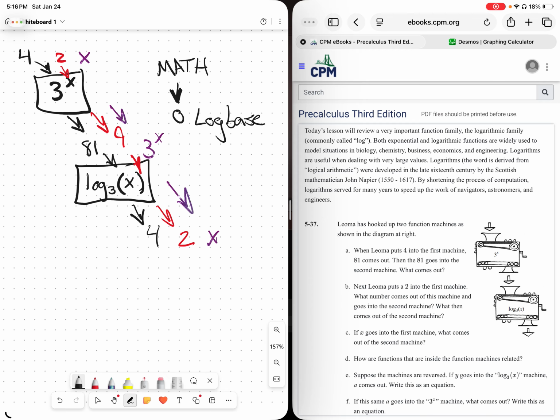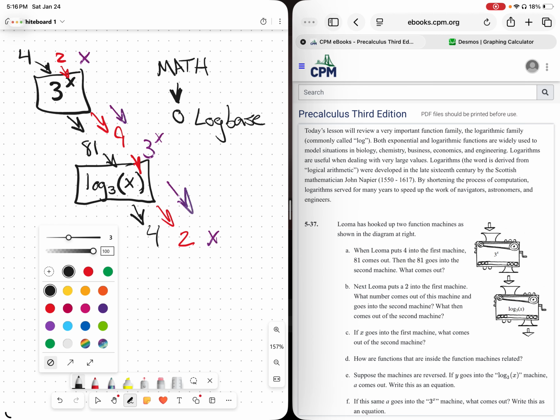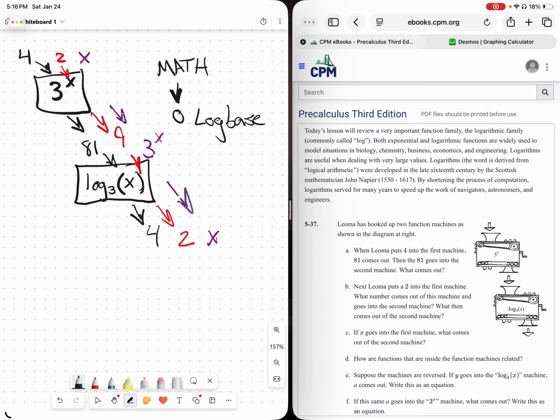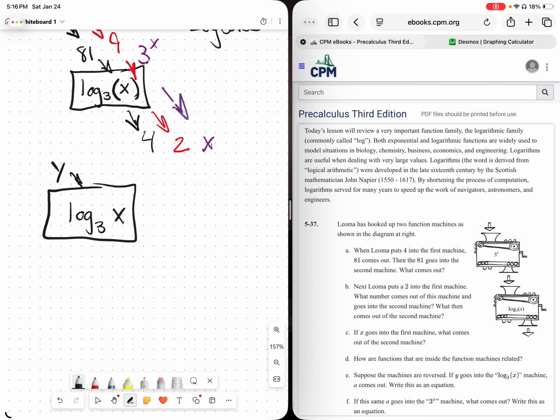All right, so suppose the machines are reversed. What if y goes into the first machine and a comes out? So say the machines are reversed here. So let's say we had log base 3 of x and we put y in first, right? So we plug y in and we get an a value out, right? And so then this would be 3 to the x. If we plug a in here, we would get y out, right? Again, they're inverses. Doesn't matter what order.